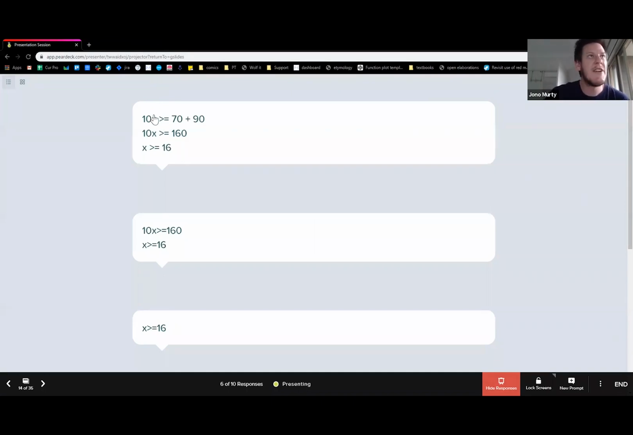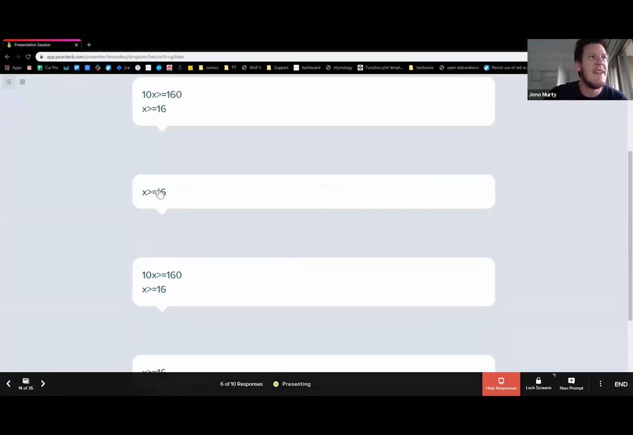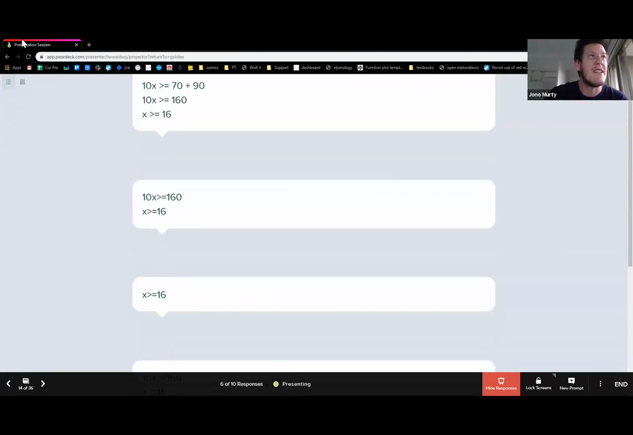So our first step, we have 10x is greater than or equal to 70 plus 90. So we've added 90 to both sides, which equals 160. So now I know 10 times x is greater than or equal to 160. Dividing both sides by 10, I get my final answer. x is greater than or equal to 16.